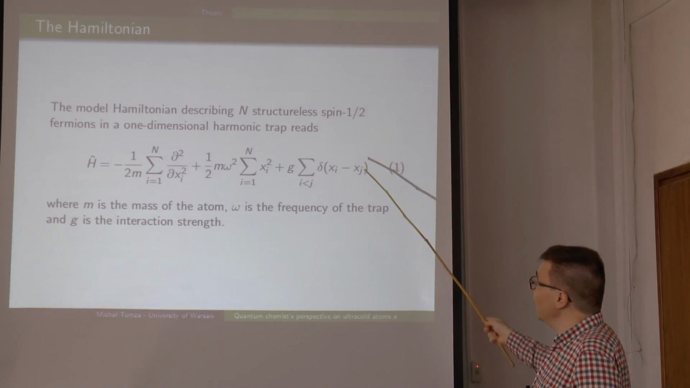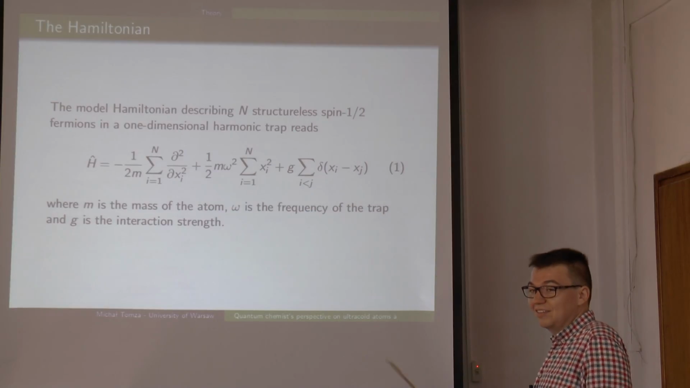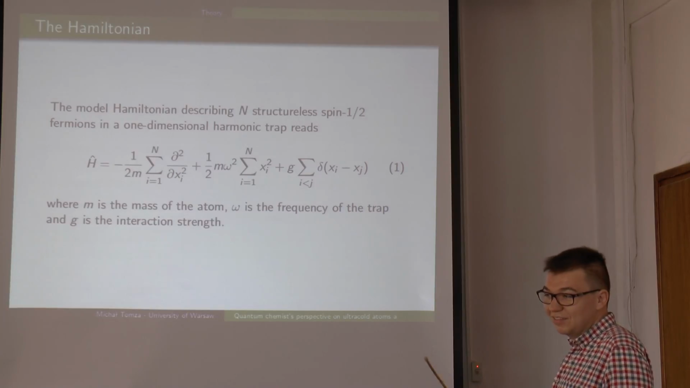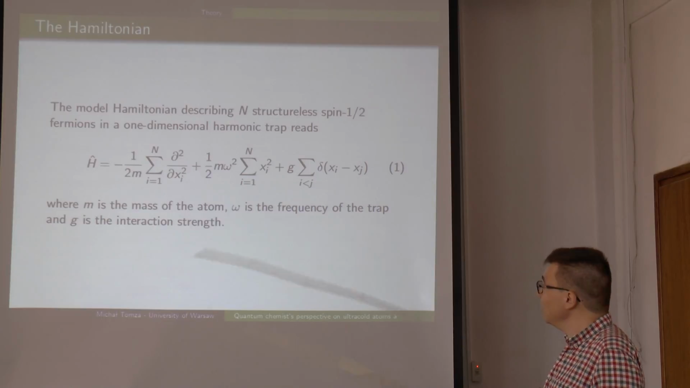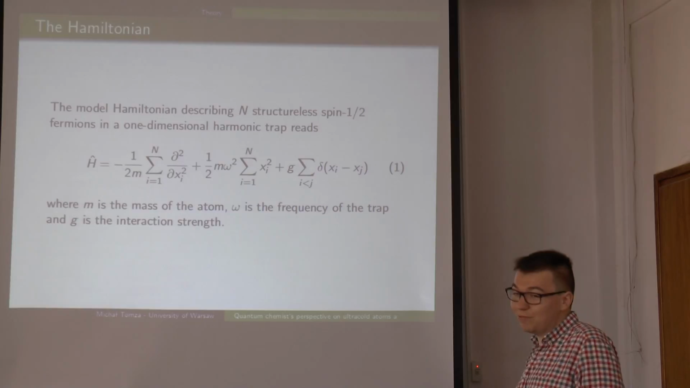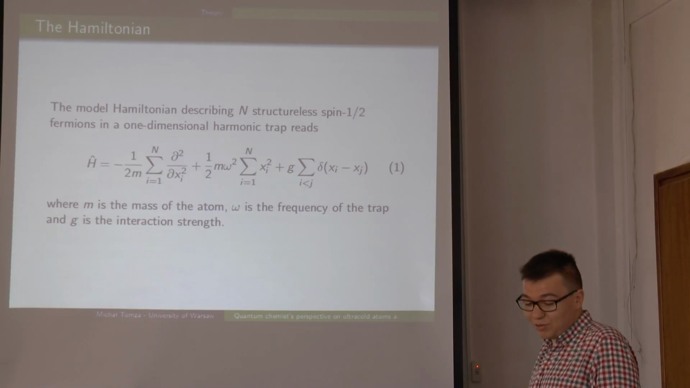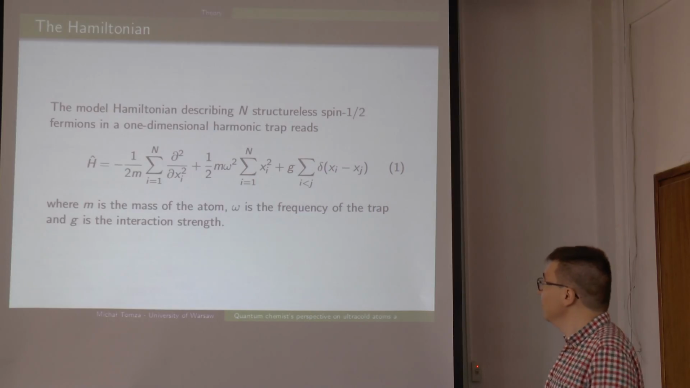Yes, so I should add the projection operator. This is not written in the proper way, because the sum is supposed to run over all i and j, provided j is bigger than i. So I should add some projection operator to make it more clear, or write it down in the second quantization form. But I think this is quite a standard Hamiltonian that was solved in many ways.